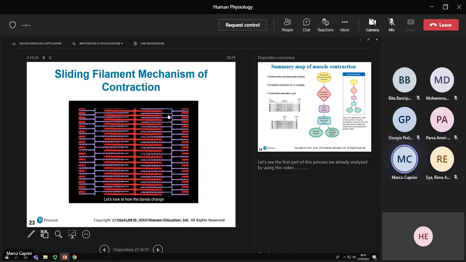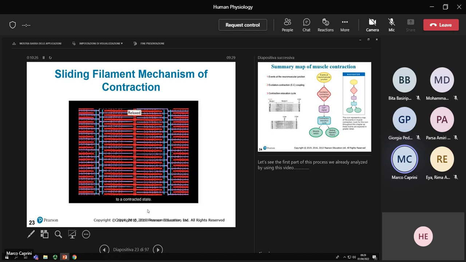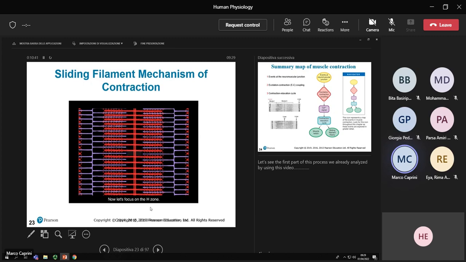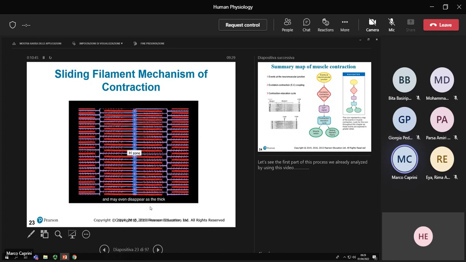Let's look at how the bands change during muscle contraction. Notice that the I band shortens as the sarcomere goes from a relaxed to a contracted state. However, the width of the A band remains the same length. This is because the filaments themselves do not change in length, they just overlap more. Now let's focus on the H zone. Like the I band, the H zone narrows and may even disappear as the thick and thin filaments overlap more and more.